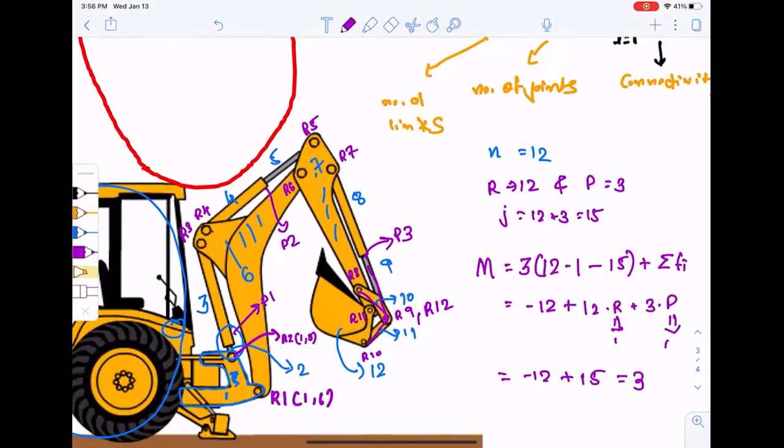So we have over here, that is first hydraulic cylinder. Over here we have second hydraulic cylinder, and over here we have third hydraulic cylinder. So these are the 3 independent degrees of freedom.